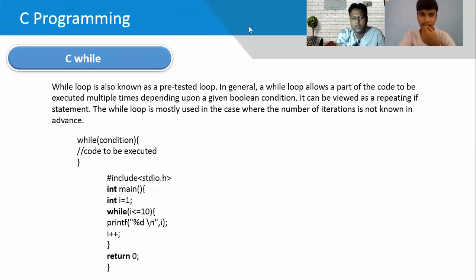The while loop is mostly used in the case where the number of iterations is not known, meaning you don't know how many times the looping will go on. At that time, the while loop is used. So first of all, in the while loop, the condition is checked. After that, the statement is executed.